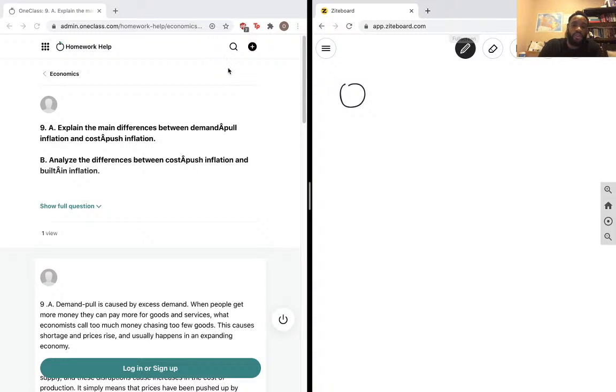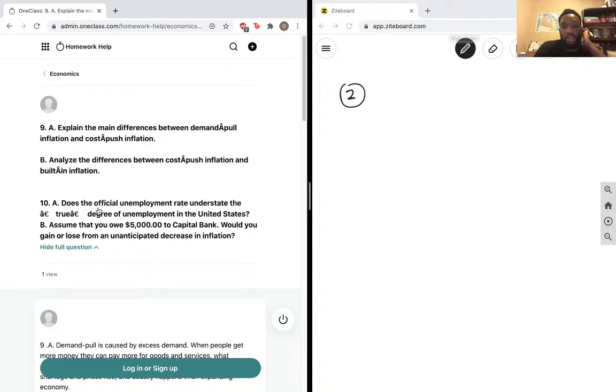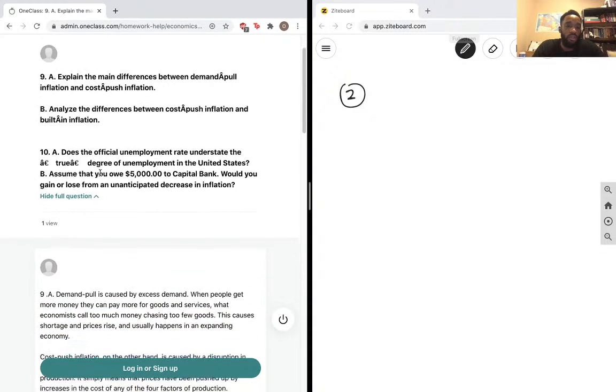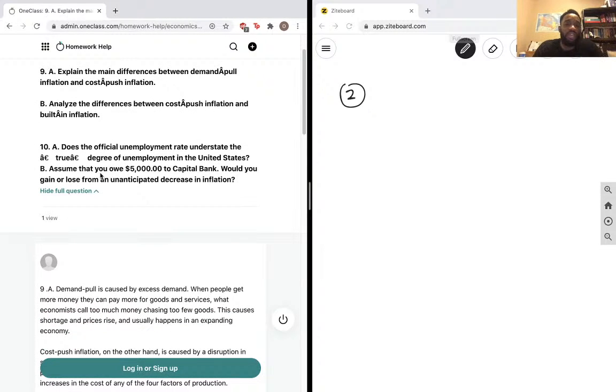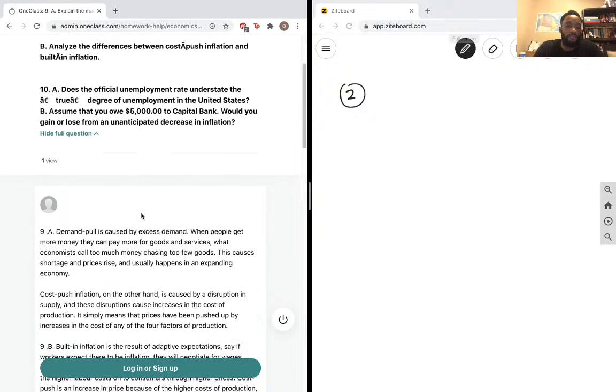And now question number 2. Explain the main difference between demand pull inflation and cost pull inflation. Analyze the differences between cost push inflation and built-in inflation. And then, does the official unemployment rate understate the true degree of unemployment in the United States? And assuming you owe $5,000 to Capital Bank, would you gain or lose from an unanticipated decrease in inflation?